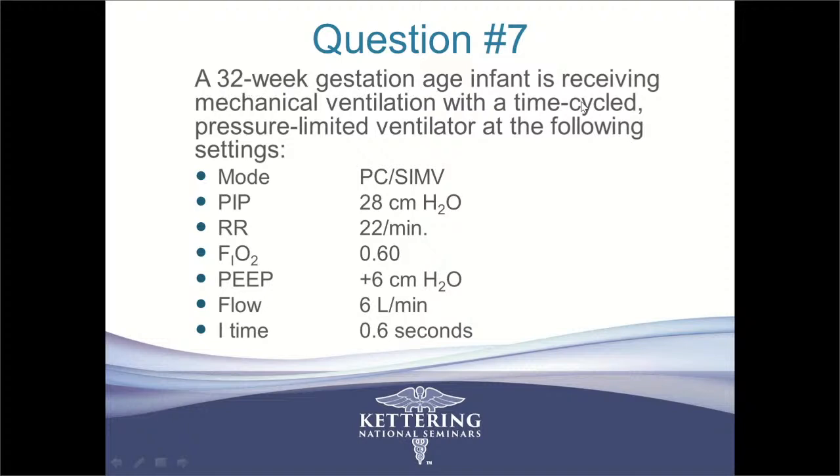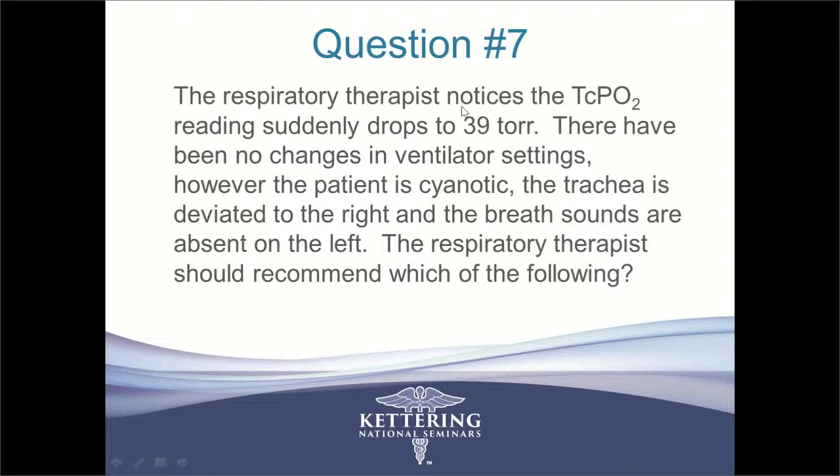A 32-week gestation age infant receiving mechanical ventilation with a time cycle pressure limited ventilator at the following settings. And you got all this list, so we're going to skip that and go to the question. It says the respiratory therapist notices the TCPO2 reading suddenly drops to 39. There have been no changes in ventilator settings. However, the patient is cyanotic, the trachea is deviated to the right, and the breath sounds are absent on the left. The respiratory therapist should recommend which of the following.